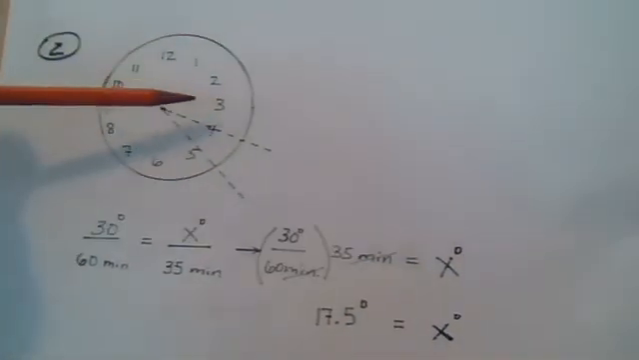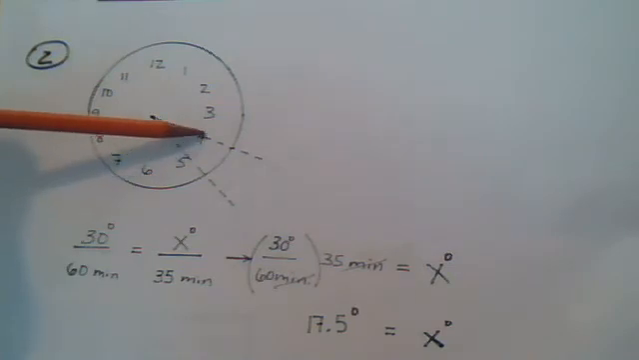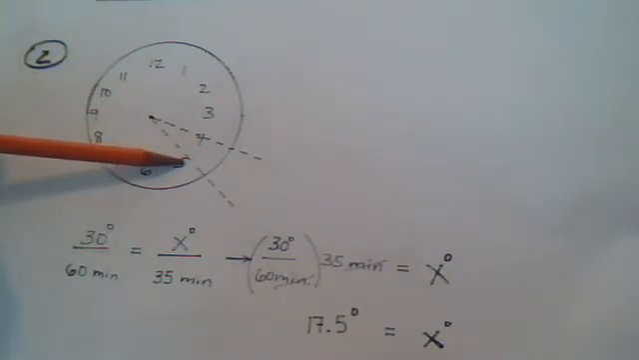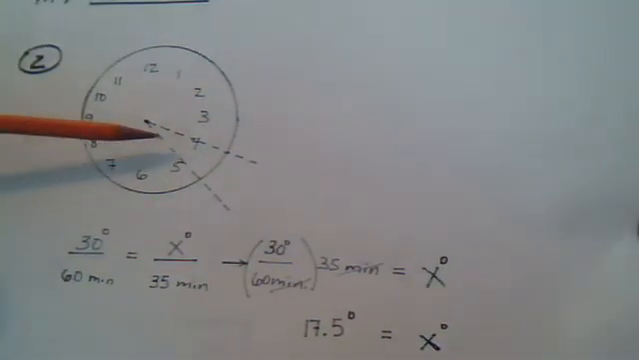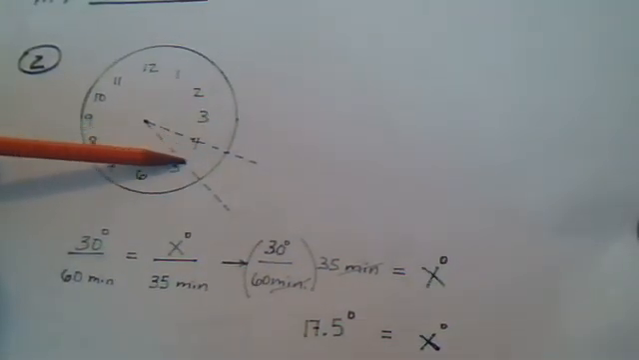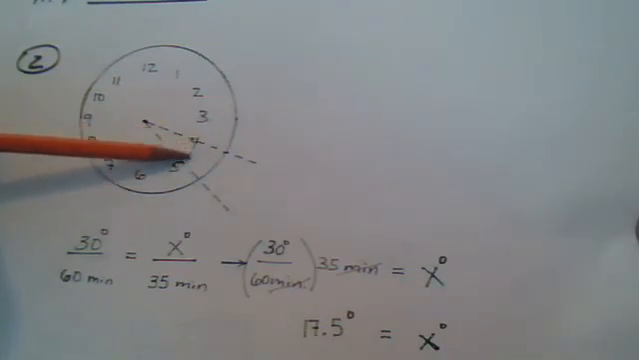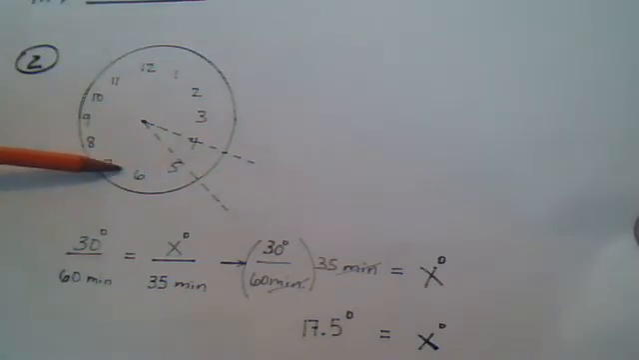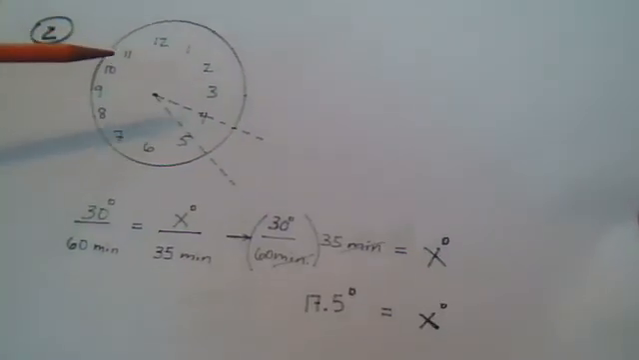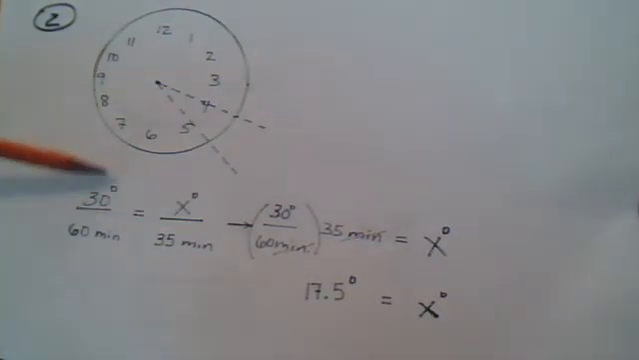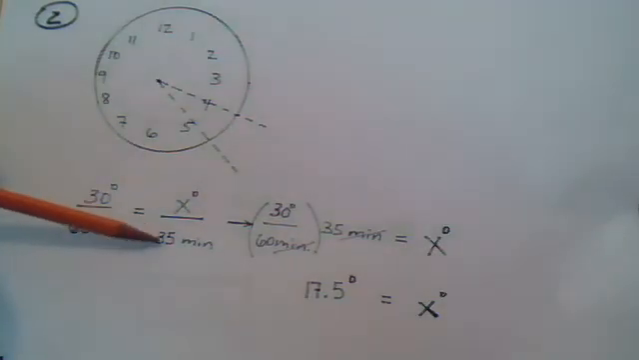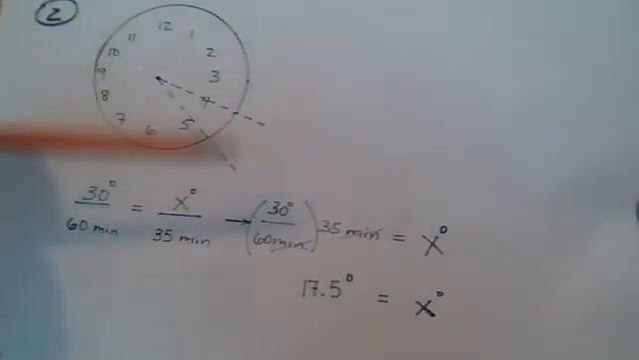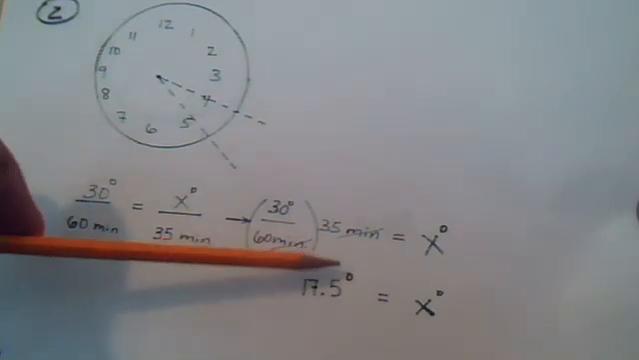So what we're going to do is figure out how much this is worth. Remember, we want from here, right before the 5, all the way to the 7. So what we're going to do is figure this out, then get the 30 and subtract this amount, and that gives us this little piece, which we're going to add to this 30 and 30 degrees. So you do your algebra, set up your proportion. 30 degrees is to 60 minutes, as x degrees is to 35 minutes. So it turns out to be x is 17.5 degrees.